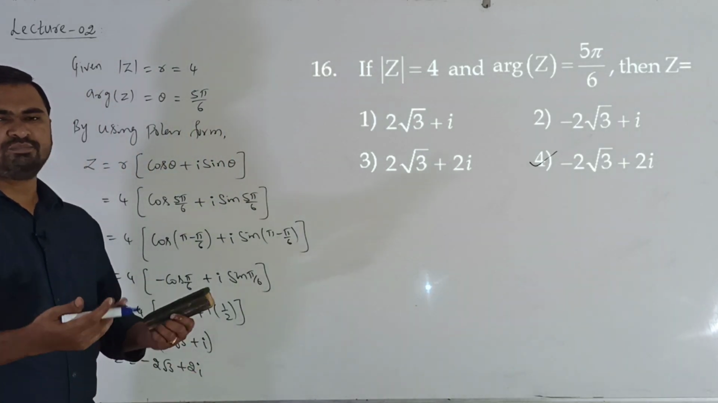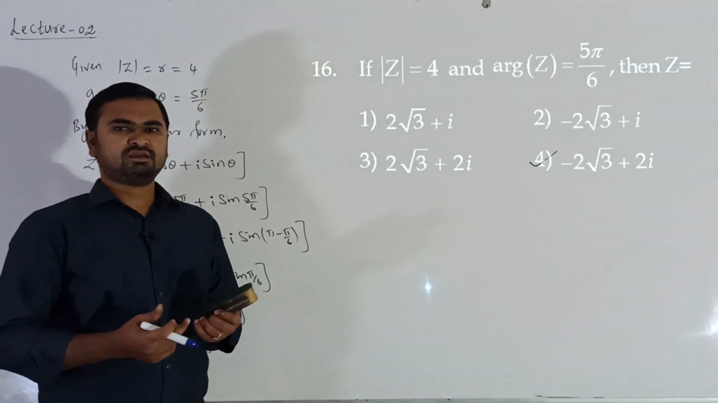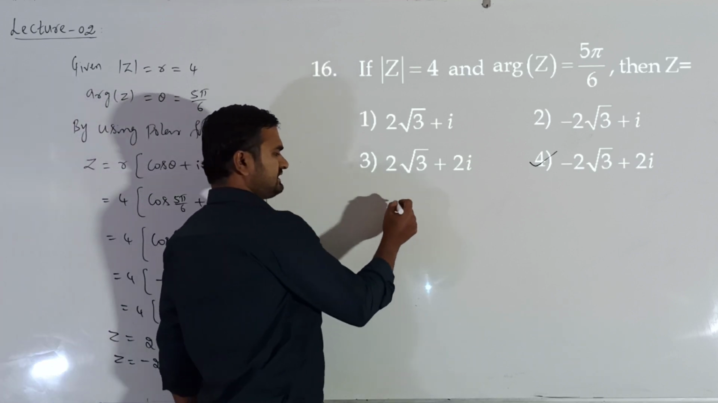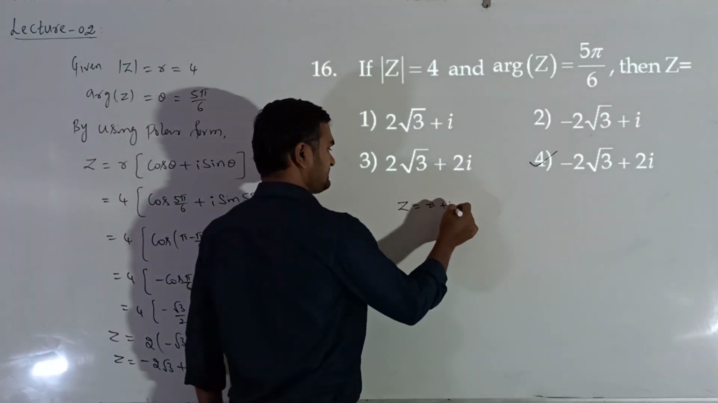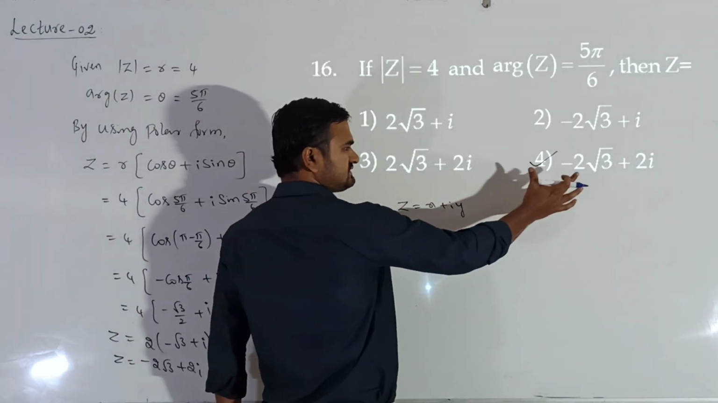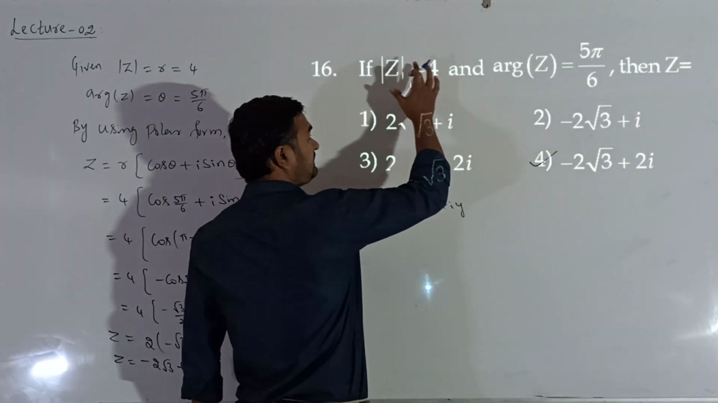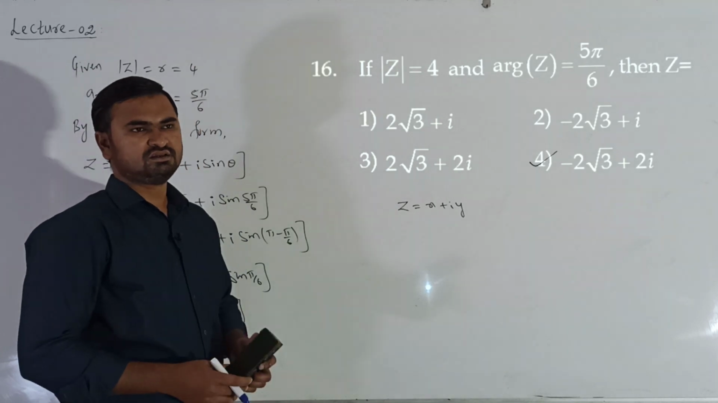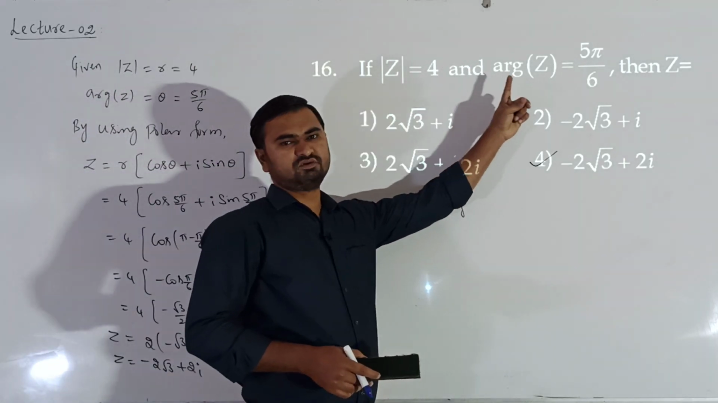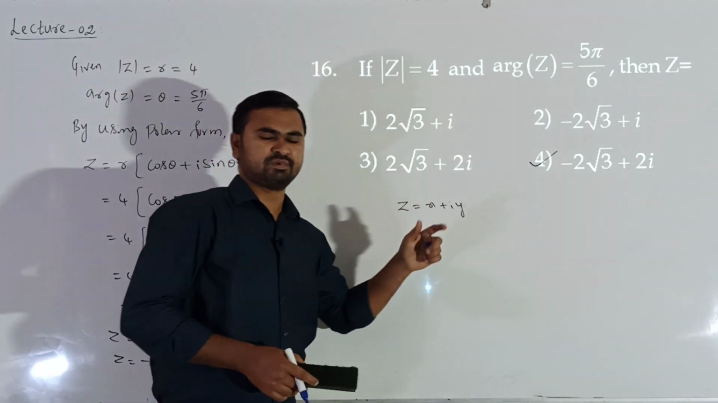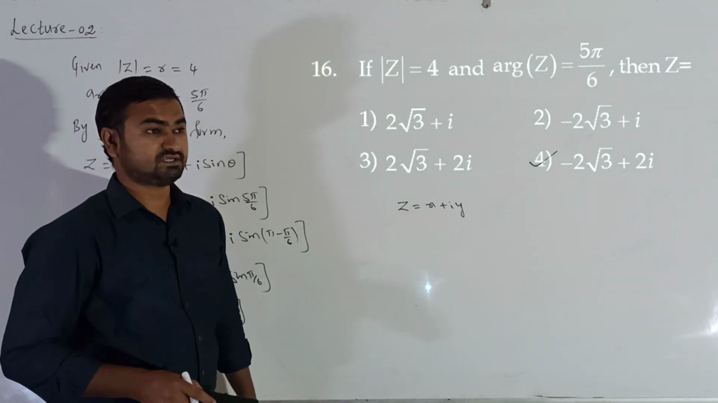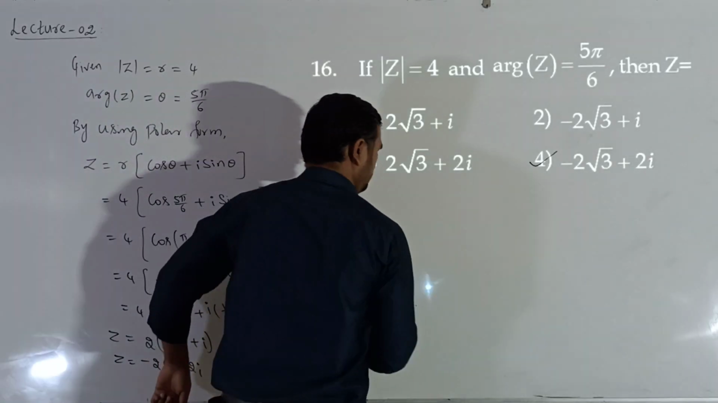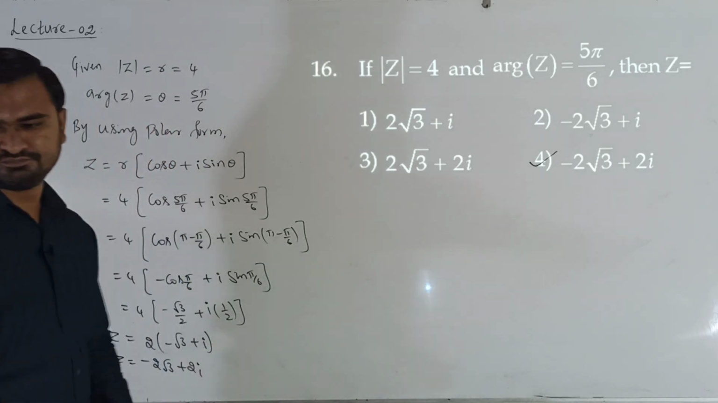Understand? See, in PUC, z was given in the form of x plus iy, and we were finding the modulus and the argument. But here they have given the modulus and the argument, and we have to find the complex number. So it is the reverse method they have given. Next.